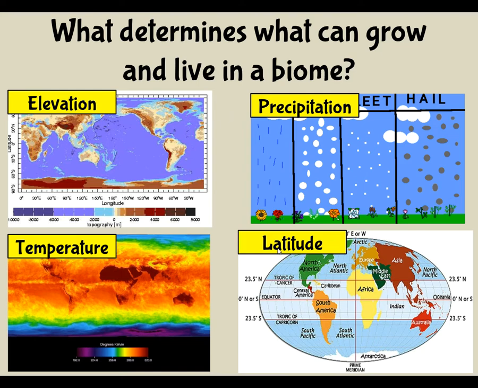So these are the 4 main things that determine what can live in a biome, what can grow in a biome. If you took an orange tree and planted it in Canada in the summer, it will live. If you let it go through the winter, that orange tree is going to die very early, because the abiotic factors in Canada are not the same as where the orange tree is from. So these are 4 very important abiotic factors.